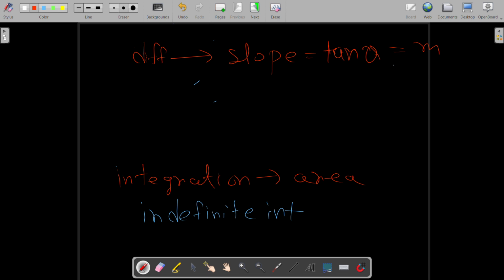Hello, in today's lecture we will find out the fundamental theorem of integration. Basically we will find out the formula of indefinite integration. In the previous lecture we found that in differentiation we find the slope of a curve, which is equal to tan theta equals m.